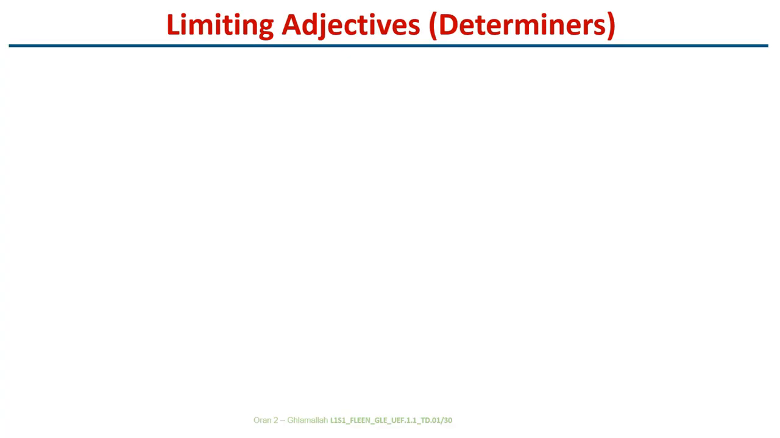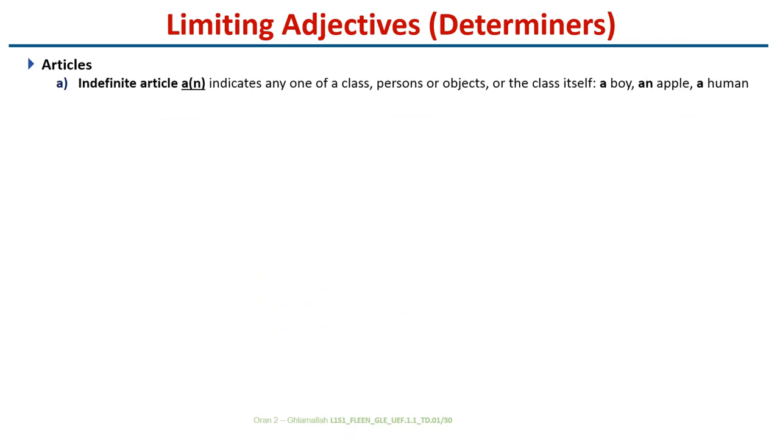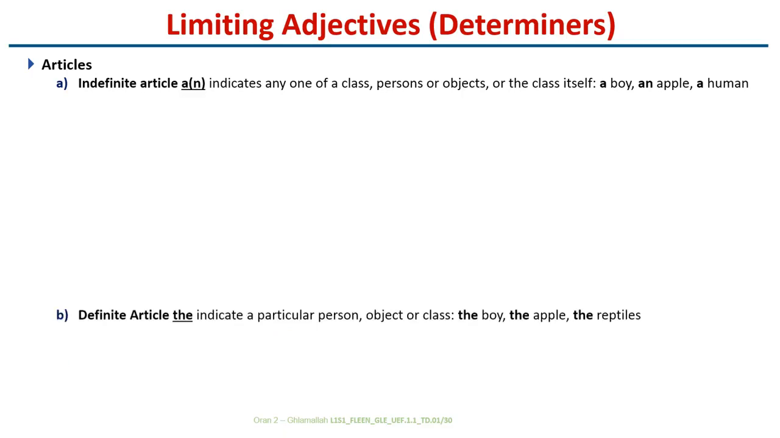Determiners can be grouped into several categories. First, we have articles. We have the definite article and the indefinite article. The indefinite article a or an indicates any one of a class, persons or objects, or the class itself. For example, a boy, an apple, a human.